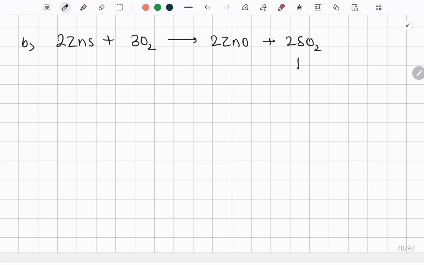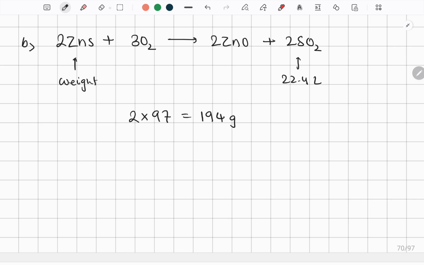Okay, so they are saying 22.4 liters we require, so calculate the weight of zinc sulfide for that. Let's see over here. 2 moles is giving me 2 moles of SO2. If I convert 2 moles into weight, it would be equal to 2 into 97, which is nothing but 194 gram.